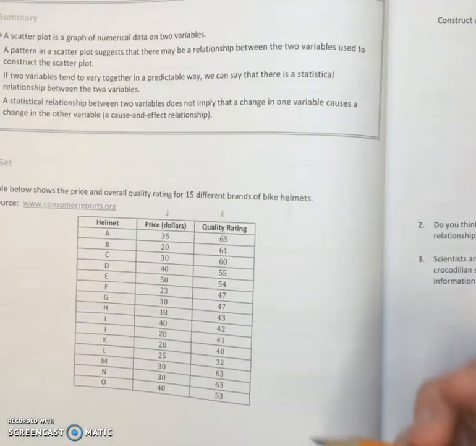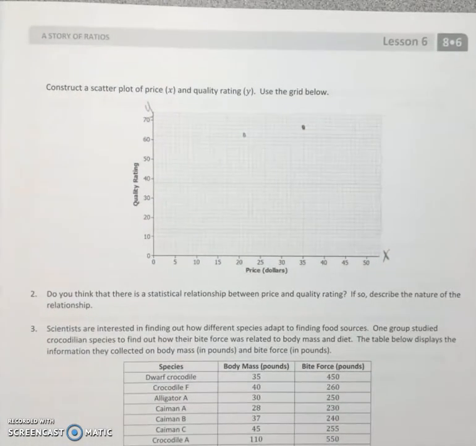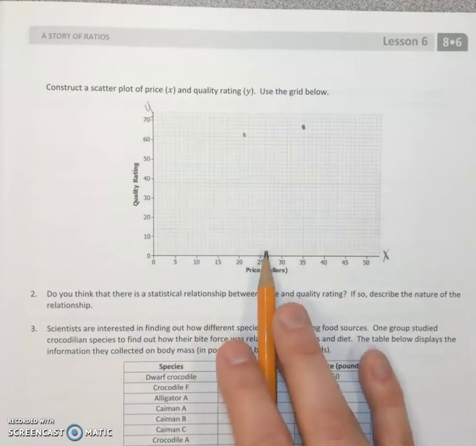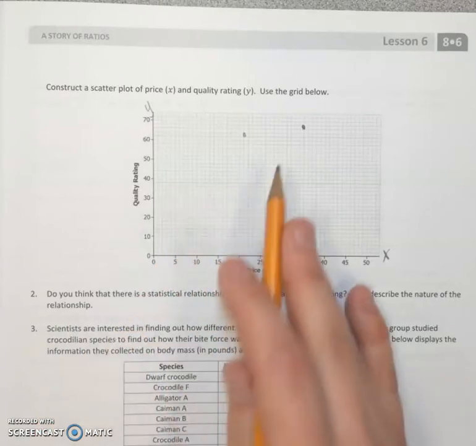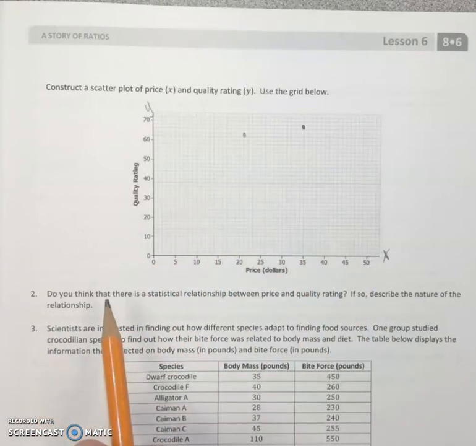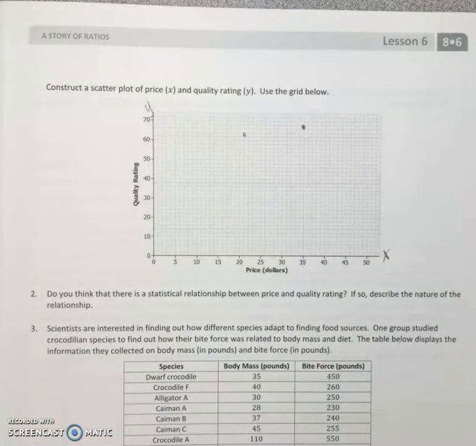So you're using this data here on page S50, and you're putting it into the scatter plot. Okay, that's number 1. Once you have 15 points, you can move on to number 2. So pause the video, put all your points in, and then go to number 2. Number 2. Do you think that there is a statistical relationship between price and quality rating? If so, describe the nature of the relationship.